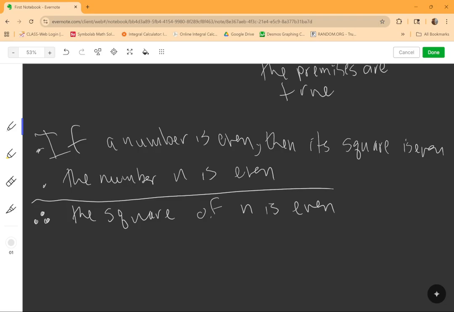This is a very basic example of a valid argument. We have statement, statement, statement. Statement 1 is true. Statement 2 is true: n is even, a true statement. That means that the square of n is even. So this is a valid argument.